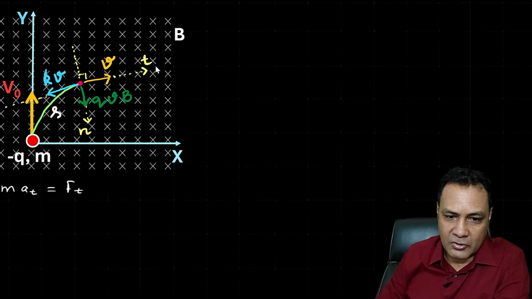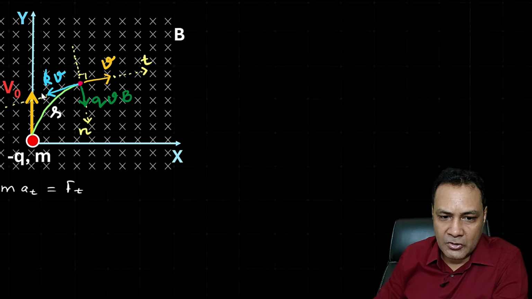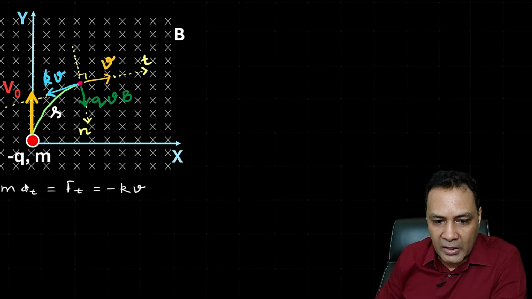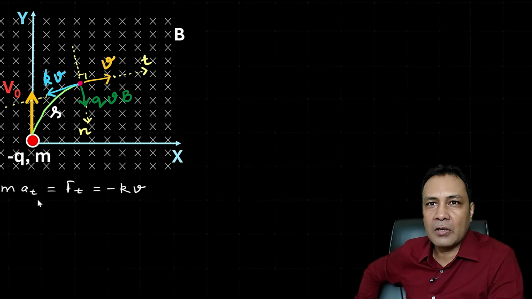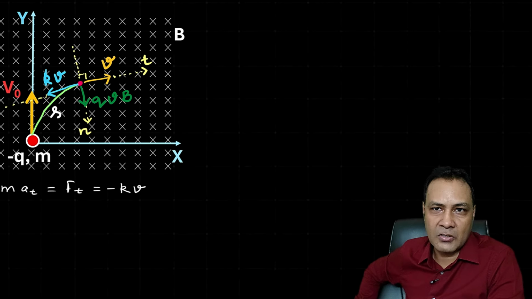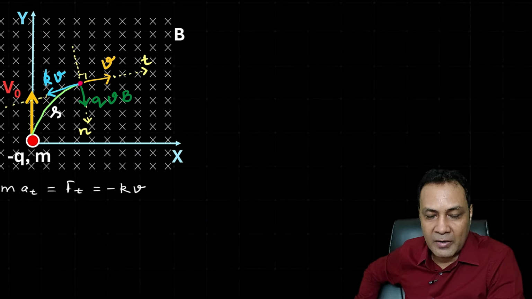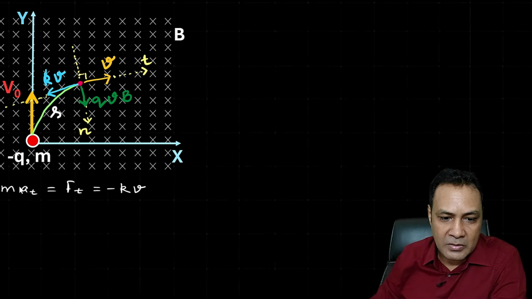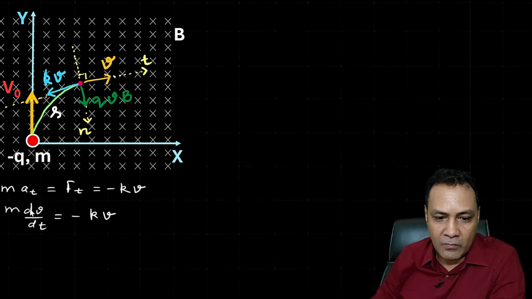This is tangential direction. The force along tangential direction is minus kV, and AT, the tangential acceleration, always changes the speed, and the normal acceleration changes the velocity. So tangential acceleration is the rate of change of speed with respect to time. So AT is dv by dt. So that is m dv by dt is equal to minus kv.